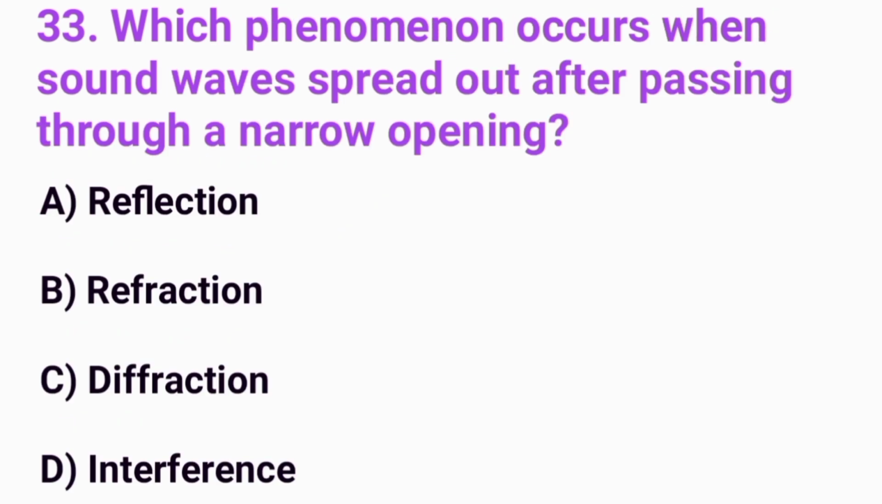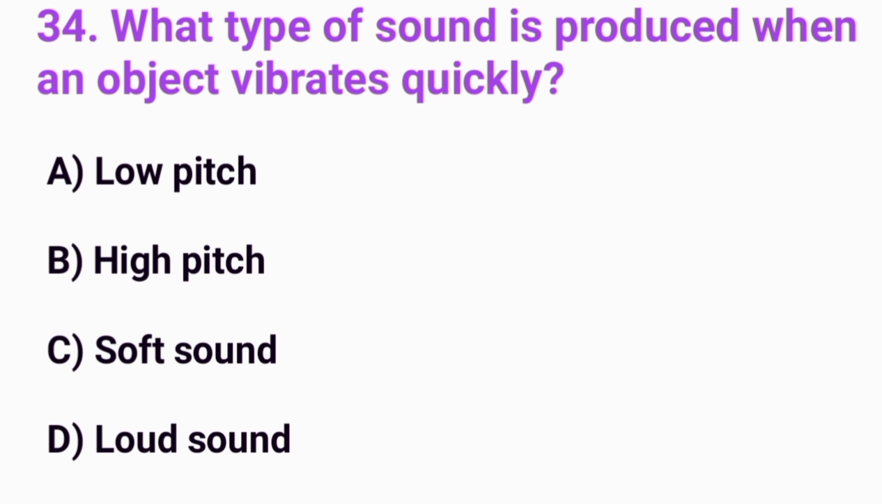Question number 33. Which phenomenon occurs when sound waves spread out after passing through a narrow opening? The right answer is option C, diffraction. Question number 34. What type of sound is produced when an object vibrates quickly? The right answer is option B, high pitch.